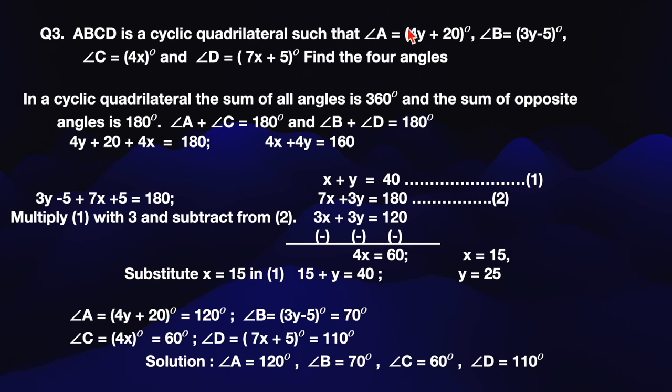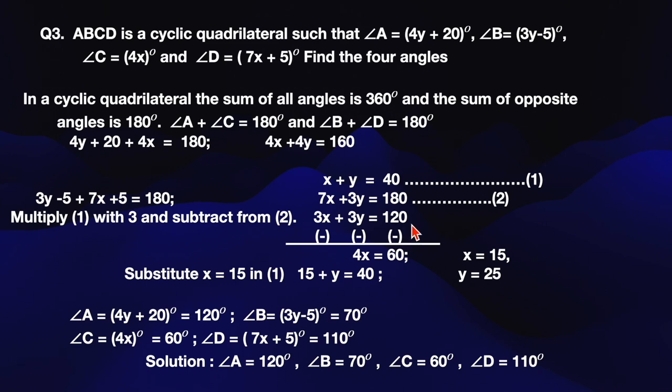So here in this sum, angle A plus angle C is equal to 180. And angle B and angle D, which are opposite angles, will be 180. So substitute A and C here. A is 4y plus 20, C is 4x. So add it, simplify, you get the first equation. Similarly, add B and D. This is D, this is B. Add it, simplify, you get 7x plus 3y is equal to 180.